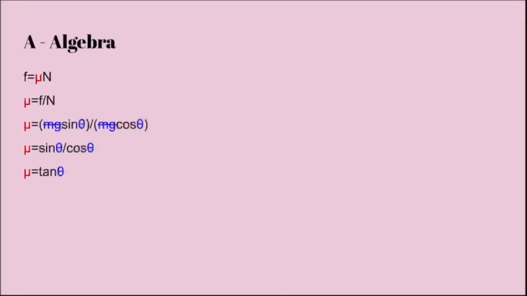Now we can use the force of friction equation to rearrange and determine mu to be equal to f divided by n. Since we know the values of f and n, we can say that mu is equal to mg sin theta over mg cos theta. But wait, we can actually cancel mg out of the numerator and denominator, which then results in sin theta over cos theta. Sin theta over cos theta is equal to tan, so we can conclude that mu is equal to tan theta. Now we can plug in for our solutions.